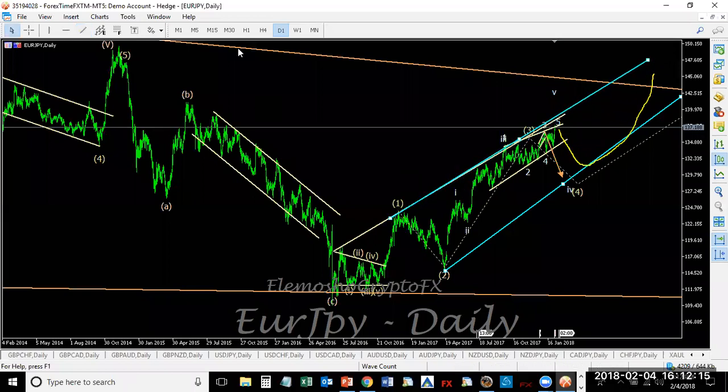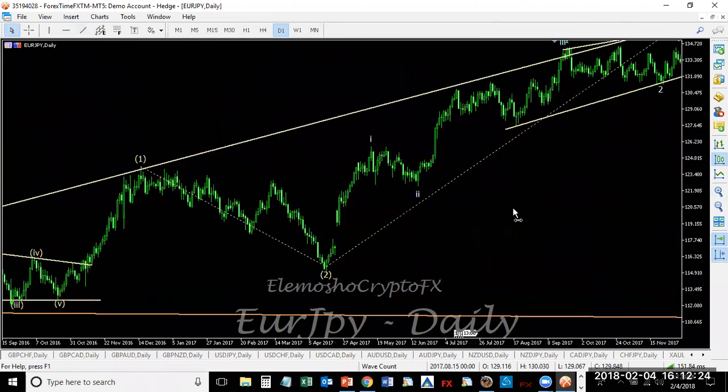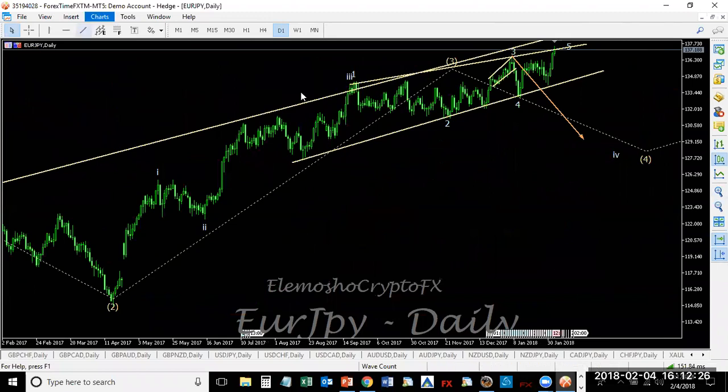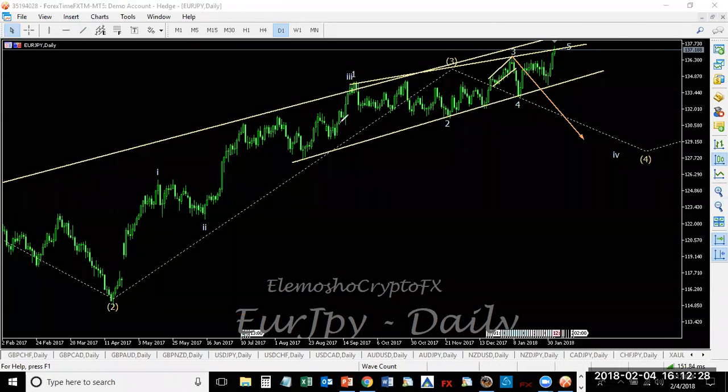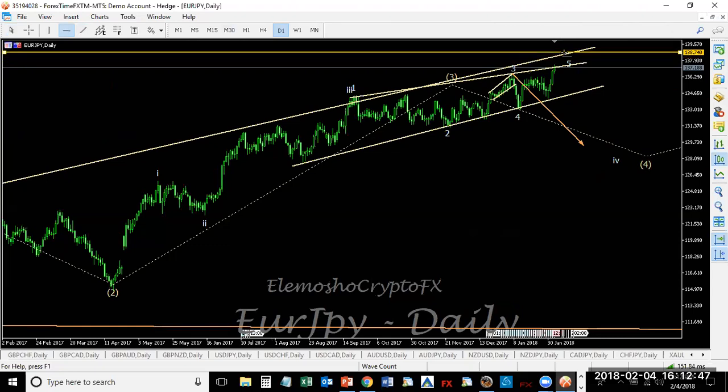Now, how long this is going to form, how long the ending diagonal on the daily time frame is going to last, I do not know. But the structure I know right now is that we are in an ending diagonal where this is your 1, 2, 3, 4, and 5. I'm not sure if the 5 is completed yet. So the possibility of price still getting to this zone is feasible. You can still get here.